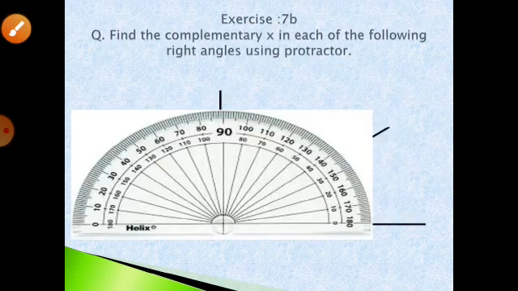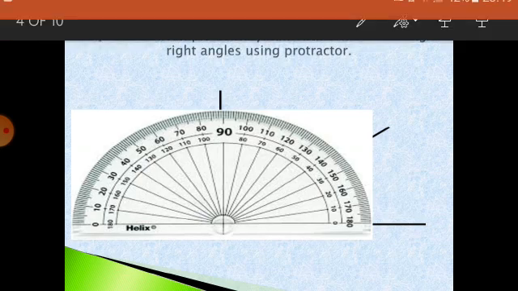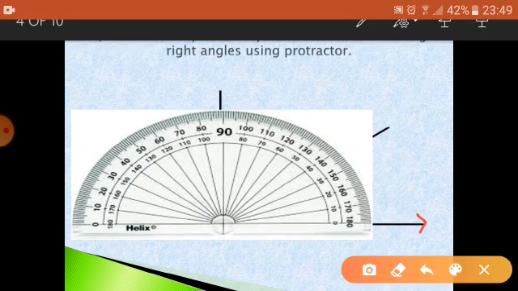As we know, there are 180 degrees in a protractor, so for calculating the angles, the placement of the protractor is very important. So this is your baseline, and this is your 90 degree angle. See this 0 here, and this is the 35 degree angle given in your question, and this is your missing angle x.